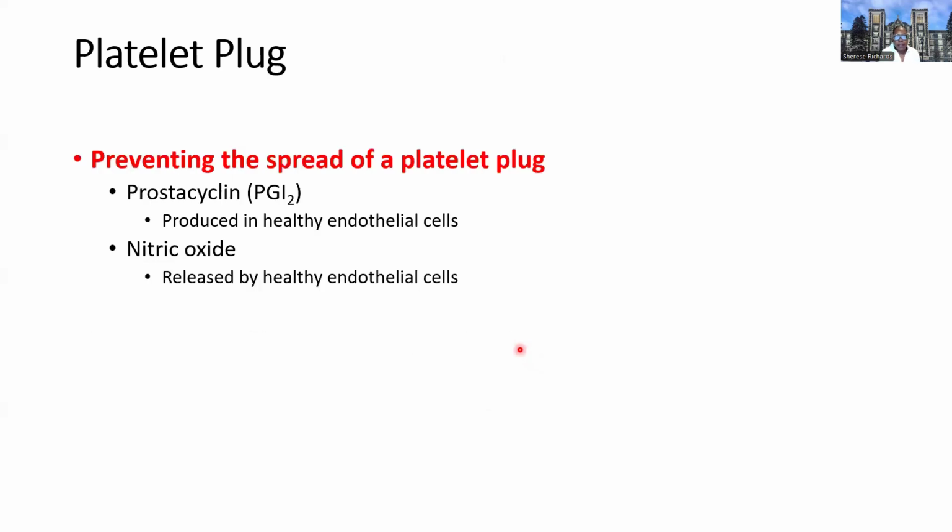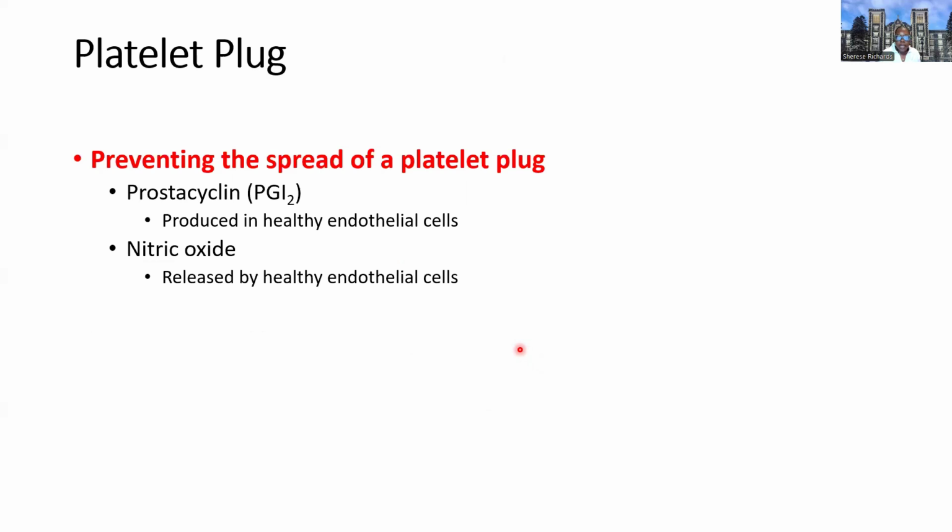Now, what prevents the clot or platelet plug from spreading, right? It's not a clot at this point yet. I'm using the word clot very loosely, but it's a plug at this point. It's a temporary clot, which is just stopping the blood that will eventually be turned into a clot.